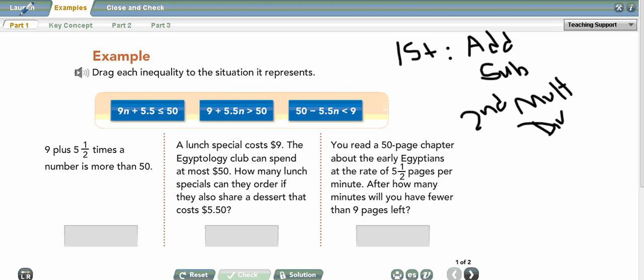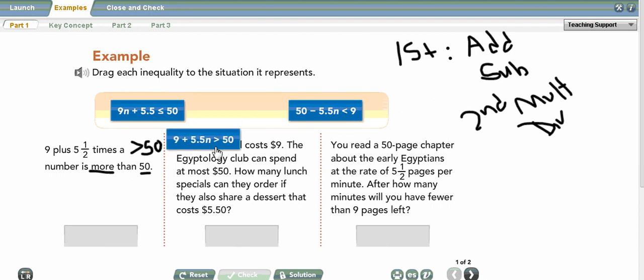So let's see, we need to do some dragging and dropping. But this says 9 plus 5.5 times a number is more than 50. So one of the things we know is it's saying it's more than 50. So we know that this is going to be greater than 50. So let's go see what we have to choose from. Well, this one is not saying greater than 50. This one does. Does this one? No, so it is this one.